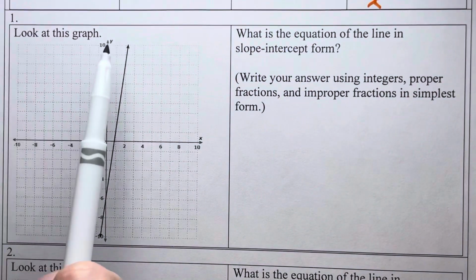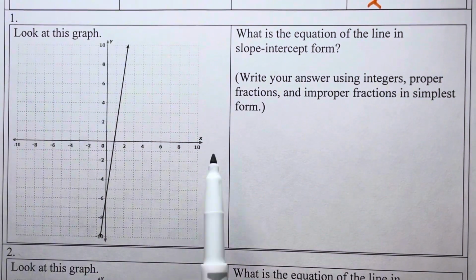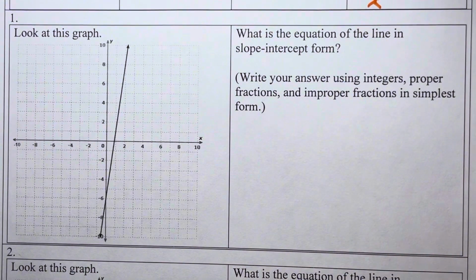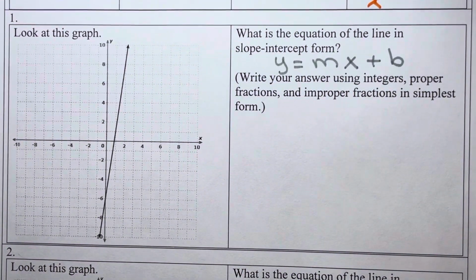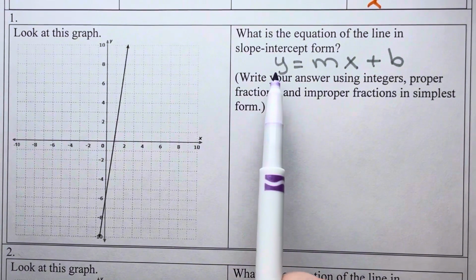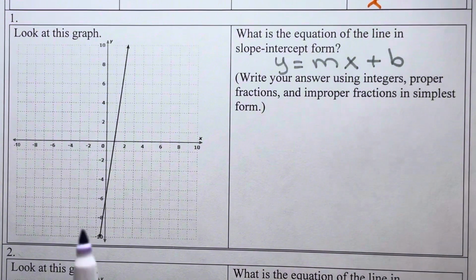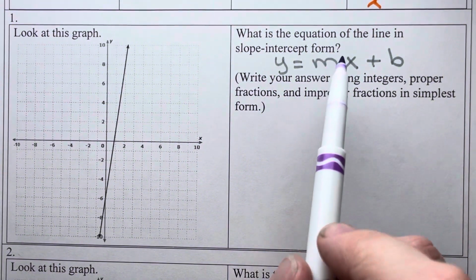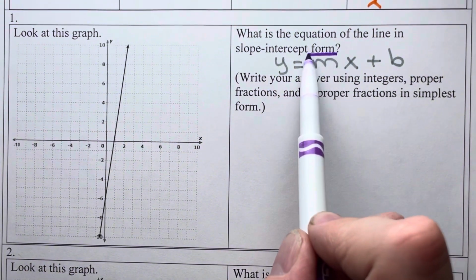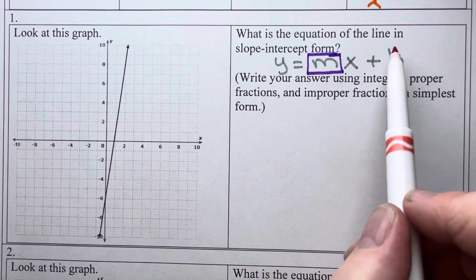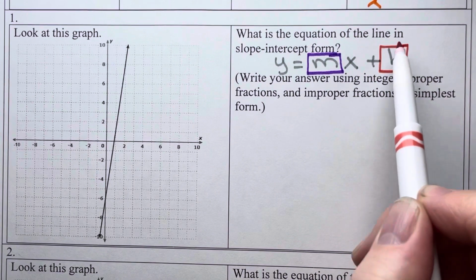Example 1. As we look at this graph, we have to determine the equation of the line in slope-intercept form. Quick review. What is the slope-intercept form? Yes, y equals mx plus b. So what does that have to do with me? Or you, as the case would be. You have to find the slope, and you have to find the y-intercept.